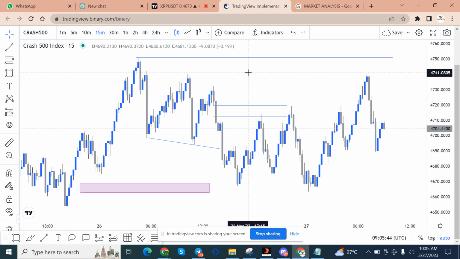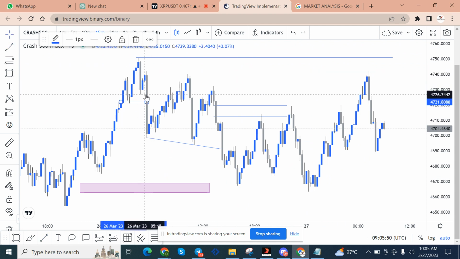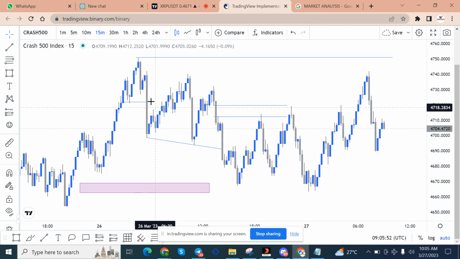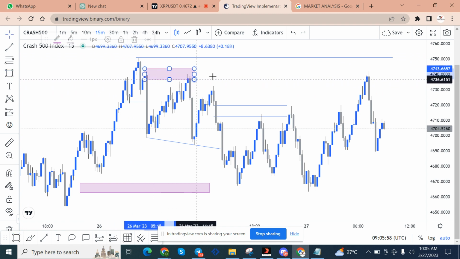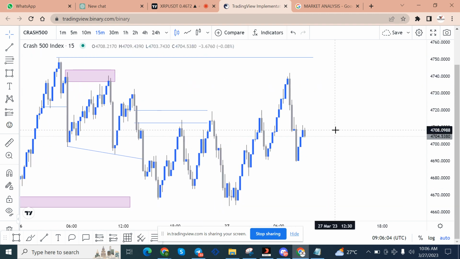Knowing when to avoid certain trades is also important. Now, if you look at this, this was a change of character, all right, and then of course we had a fair value gap here from this point to this point, and of course this is a perfect order block. Why? It swept liquidity, it also engulfed, all right.